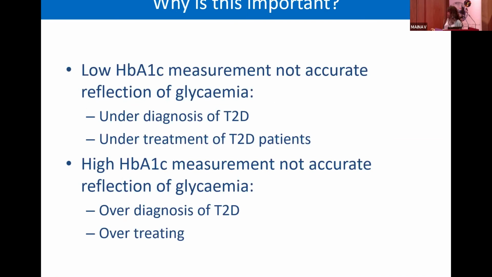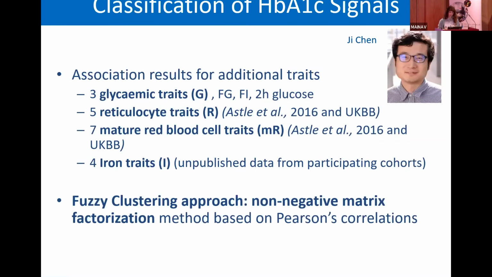You're overdiagnosing and overtreating. So when we did our study, we then knew about these variants and thought that we would try and classify how the HbA1c associated variants might be affecting HbA1c, whether it's through glycemia or through other things. So we leveraged association data from 3 glycemic traits that were included in our study: fasting glucose, fasting insulin, 2-hour glucose, and a bunch of red blood cell traits that had been published, as well as iron traits, because iron deficiency anemia also affects HbA1c. It actually does it the other way. People that are iron deficient have a higher HbA1c than their glucose would suggest.